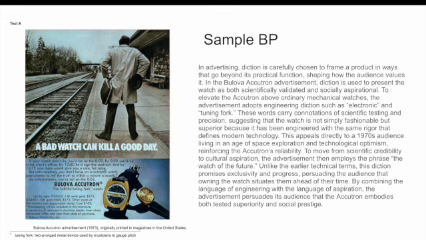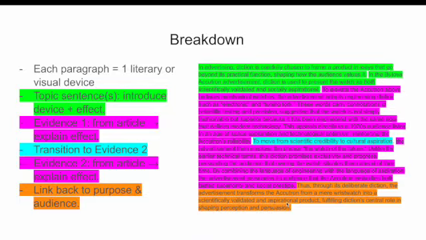By combining the language of engineering with the language of aspiration, the advertisement persuades its audience that the Accutron embodies both tested superiority and social prestige. And I forgot a sentence here that I'll add when I publish the slides, but it's on the next slide. Thus, through its deliberate diction, the advertisement transforms the Accutron from a mere wristwatch into a scientifically validated and aspirational product, fulfilling diction's role in shaping perception and persuasion.